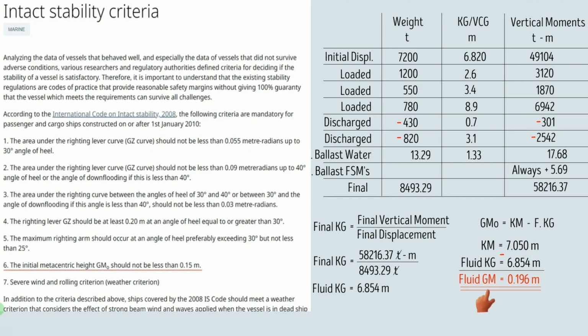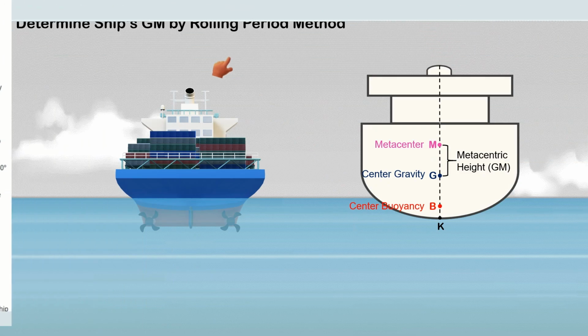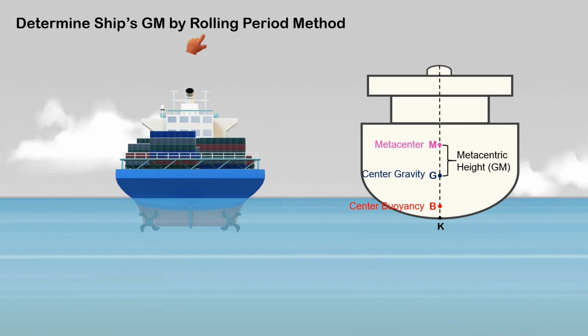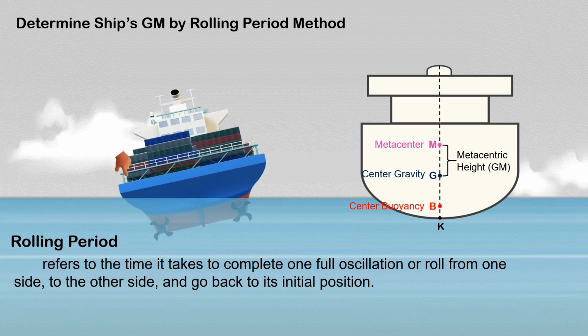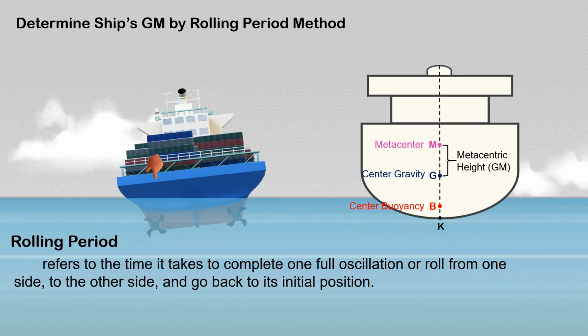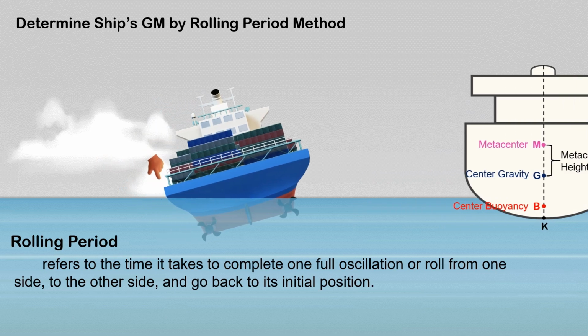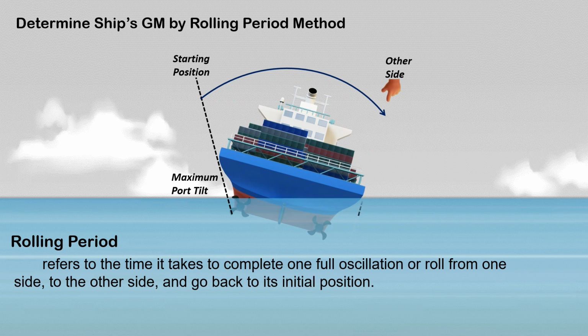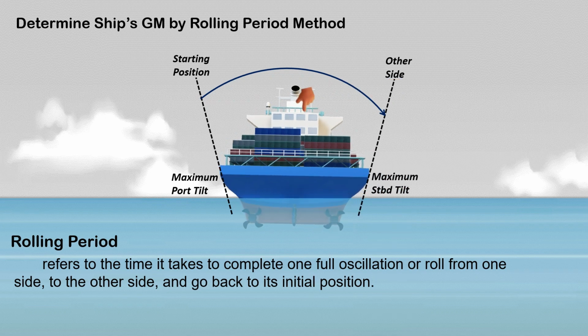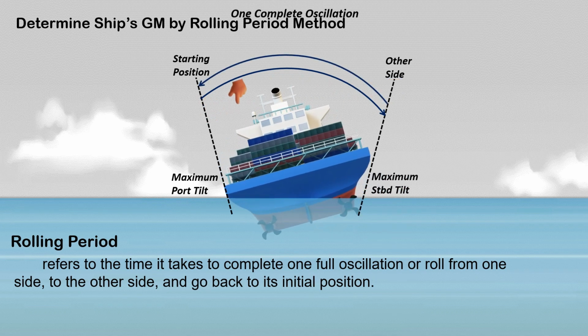Another method to determine the ship's GM, especially when she is at sea, is by rolling period method. Rolling period of a ship refers to the time it takes to complete one full oscillation or one complete roll from one side to the other side, and go back to its initial position. It is the time in seconds for a ship to roll from one extreme position, for example, maximum port tilt, as the starting position, to the other extreme side, the maximum starboard tilt, and back to its starting position. This is now one complete oscillation or one full roll.